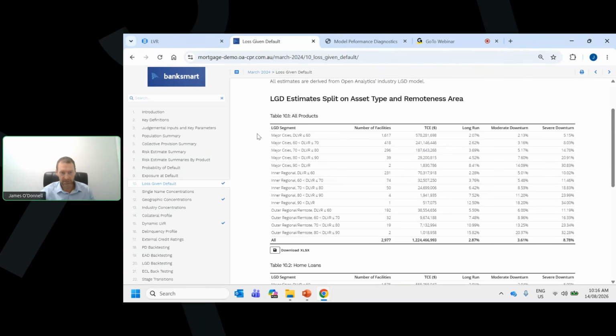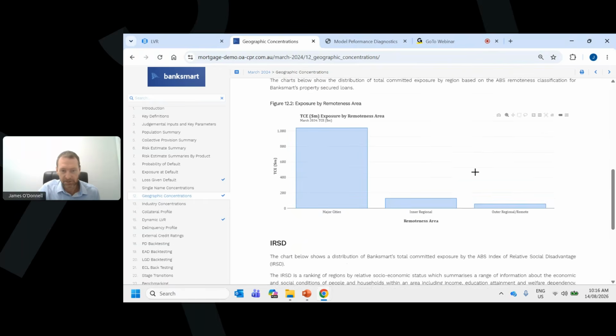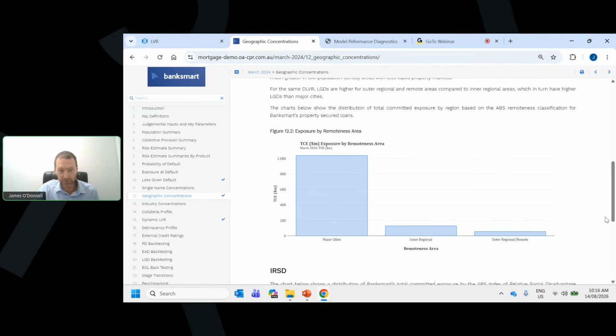Typically, your LGD segment will be a combination of where the property is, so major cities versus regional versus remote, and that dynamic LVR. If we look at these geographic concentrations, a typical mortgage book might look something like this, where you've got most of your book in major central cities, capital cities and large non-capital cities, and then regional and remote. Why that's important for these asset classes is, for the same dynamic LVR, you'll typically get a bigger haircut and a bigger loss the more remote the property is.